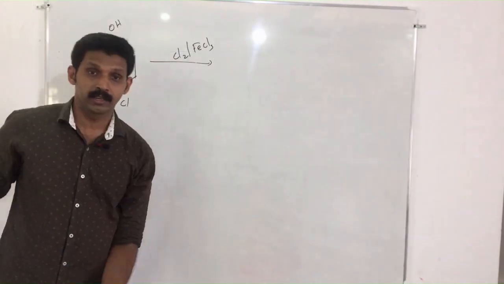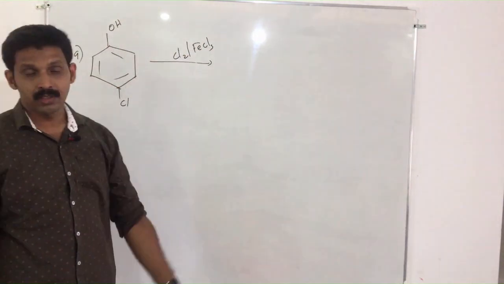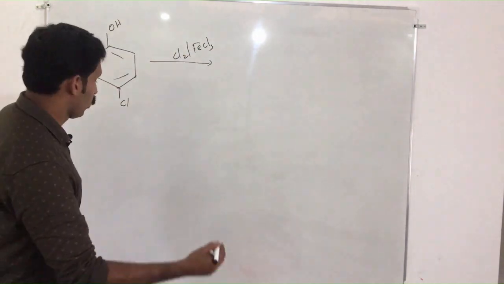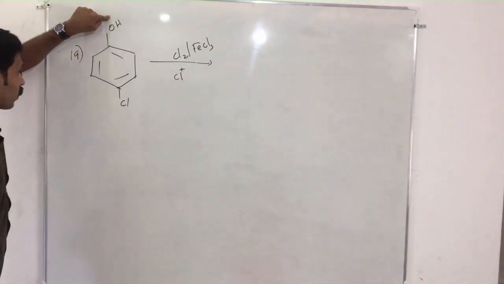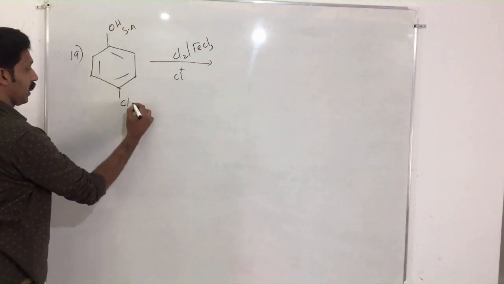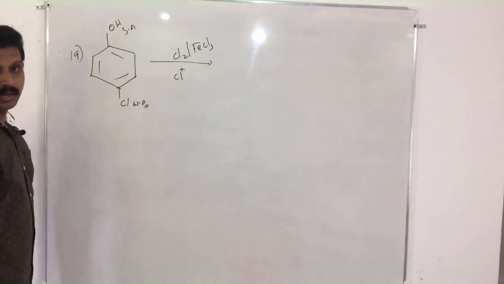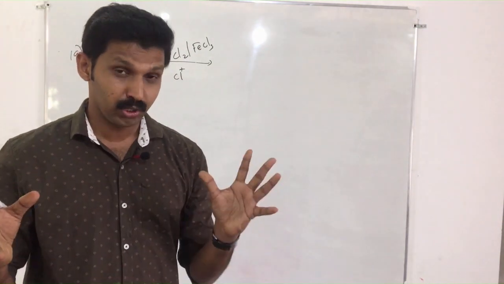Look at the 19th question. That is parachlorophenol on reaction with chlorine and FeCl3. So you know that a Cl plus has to come. I told you that there is an OH group and chlorine. OH is a strongly activating group. Chlorine is a weakly deactivating group. I told you that the activating group decides the position of the incoming group.